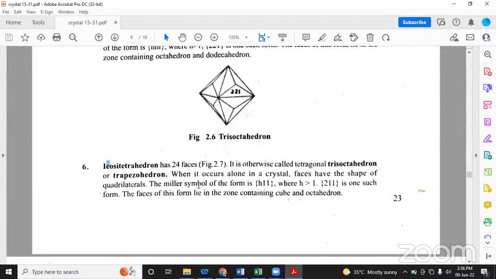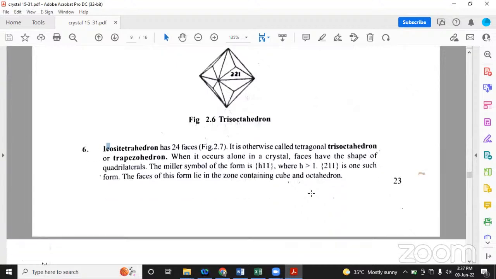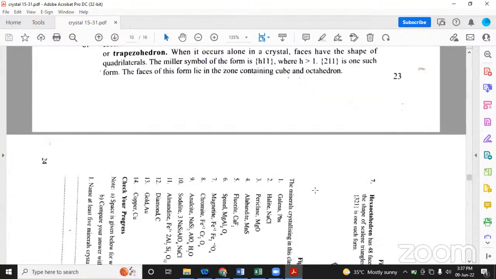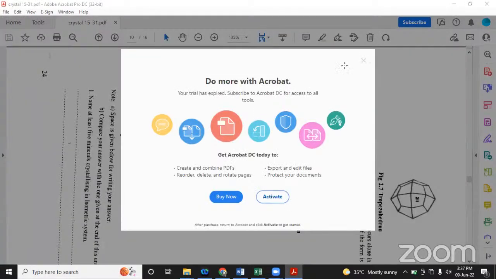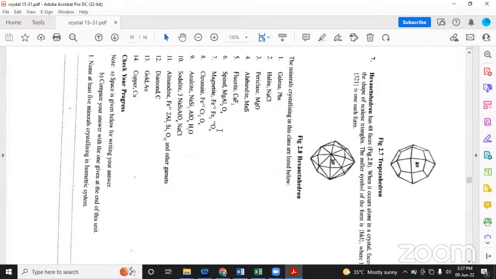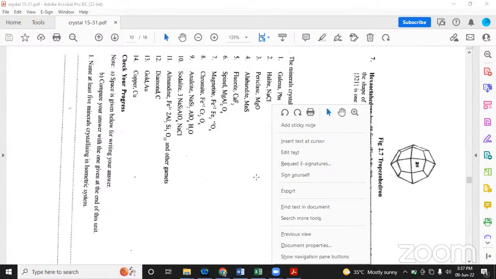The Miller symbol is formed as HLL, where H is greater than L, like 2, 1, 1. H greater than L means L is less than H. It is one such form. The faces of the form lie in the zone containing cube and octahedron. See this, the rotation. Can I rotate it? Yeah, although you have the books here, just to see.